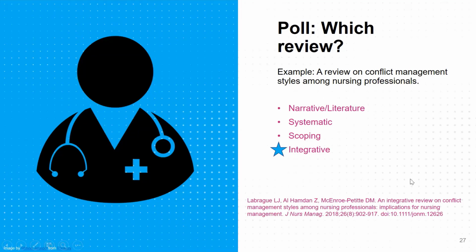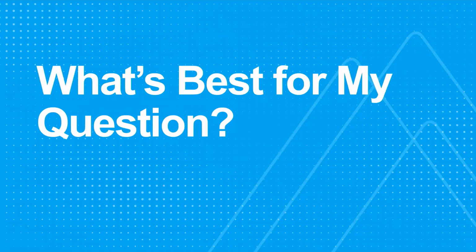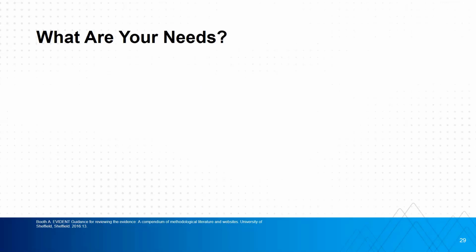But you can kind of see how this can get a little bit harder to figure out than maybe you would have thought. So what is best for your particular question? There are two big things that you should take into consideration. The first one is, what are your needs? If you need to see the overall picture of something, you probably want to pick a narrative or a scoping review, depending on what you're looking at. Once again, it really depends on your particular question.